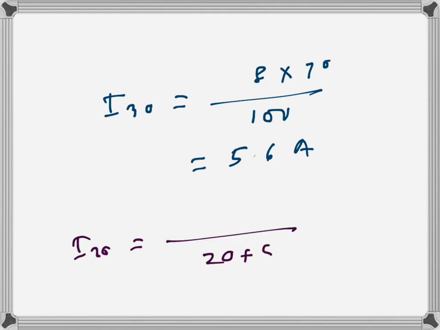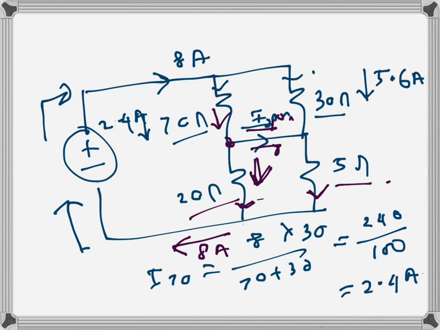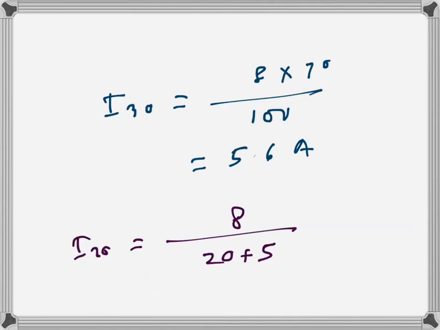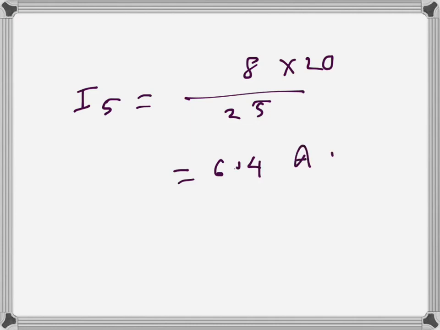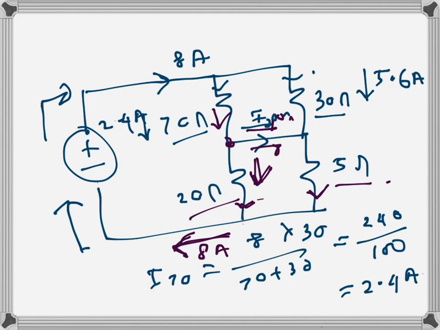So again, if we say I20, the current that's going through the 20 ohms resistance downwards, that will be 8 over 20 plus 5, times 5 here because we want to find the 20 ohm current, so that's 40 over 25, 1.6 amps. And then if we want to find the other current I5, that will be 8 over 25 times 20, so that is 6.4 amps. So now we know a lot. We know this current is 1.6 amps and this is 6.4 amps.